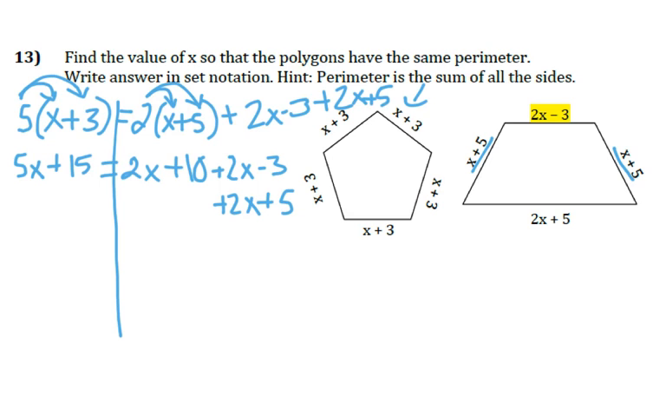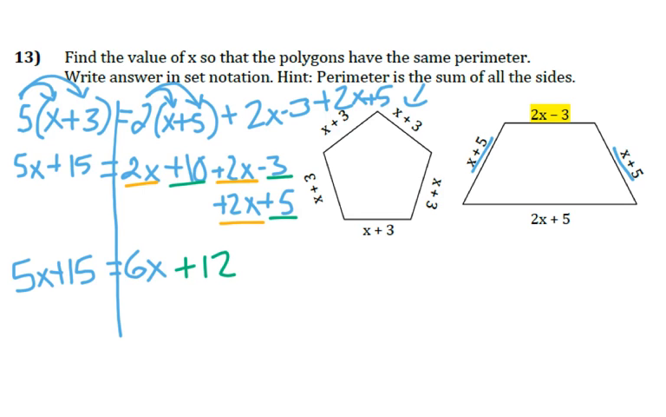And now we're going to look for like terms. On the left, there are no like terms. On the right side of our equation, we have 2x plus 2x plus 2x. So we're going to get 6x. We also have 10 minus 3 plus 5, which will give us 12. So our equation now is 5x plus 15 is equal to 6x plus 12.